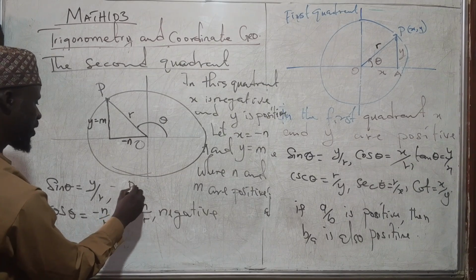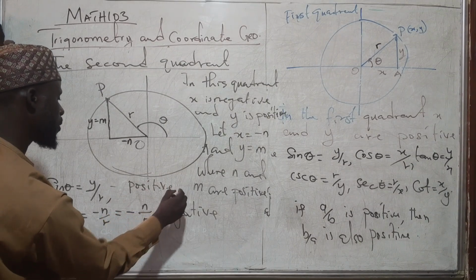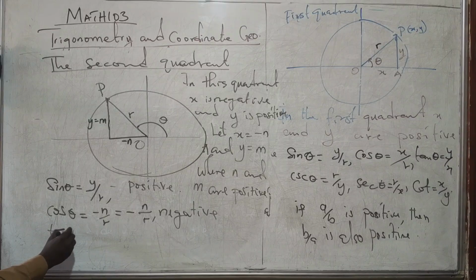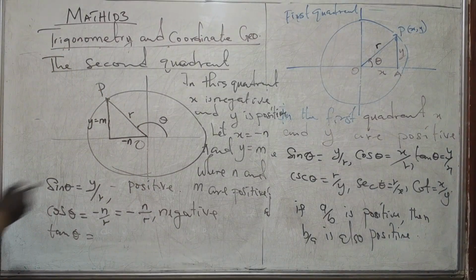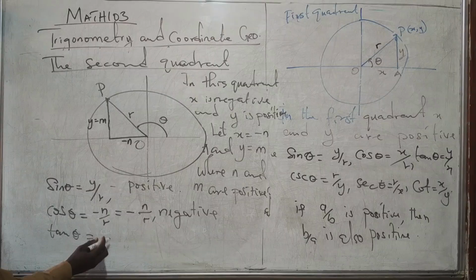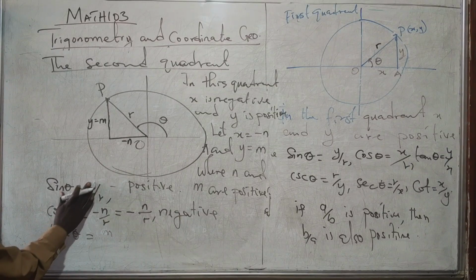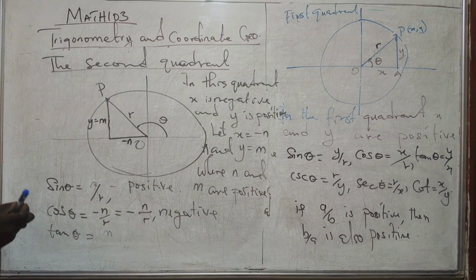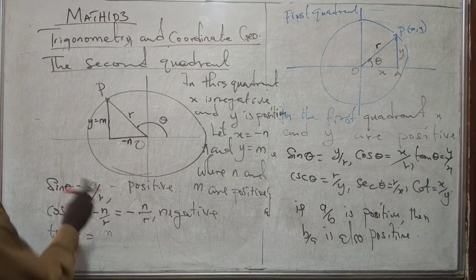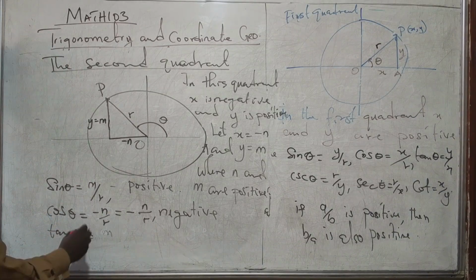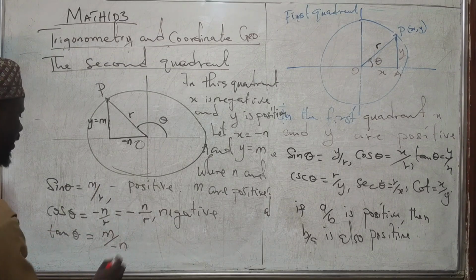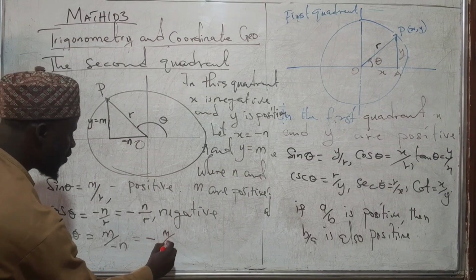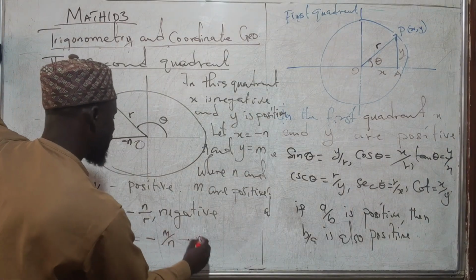This one is positive. So what about tan theta? Tan theta will be opposite over adjacent, and that is m. So let me put m here, because y is equal to m, even though it's the same. So here is m. So it will be opposite over adjacent, that is m over minus n, and that is equal to minus m over n, which means this is negative.